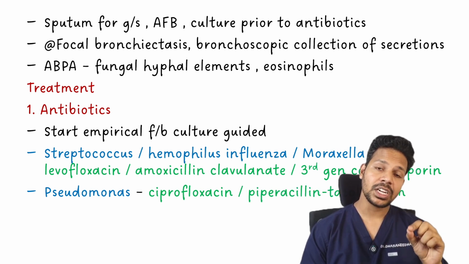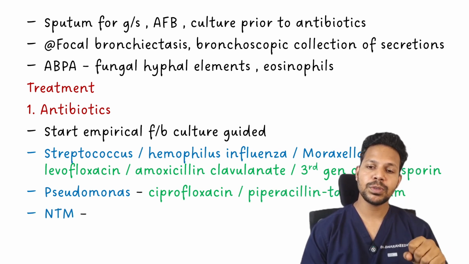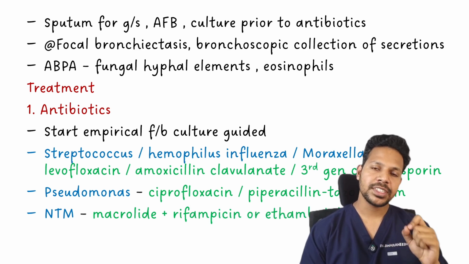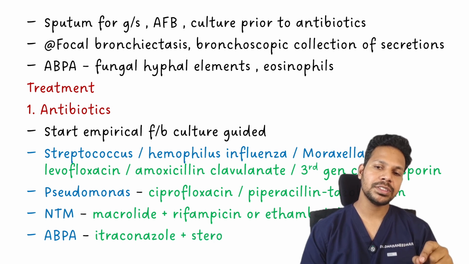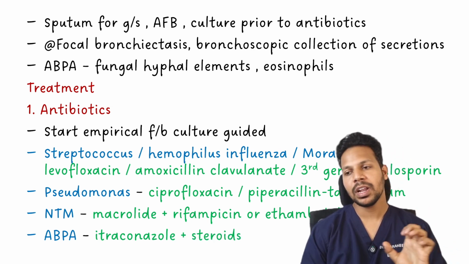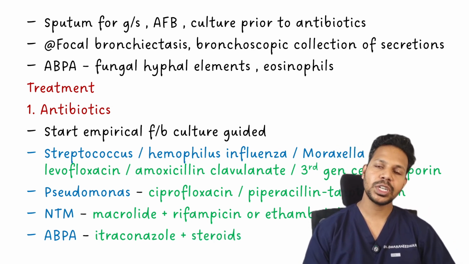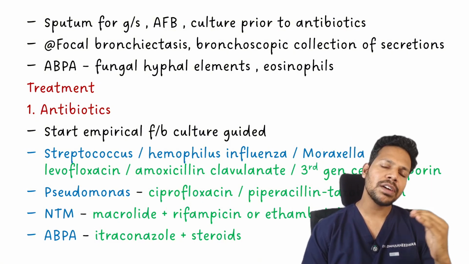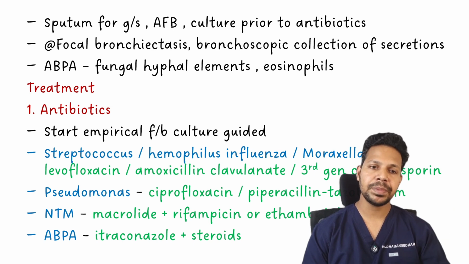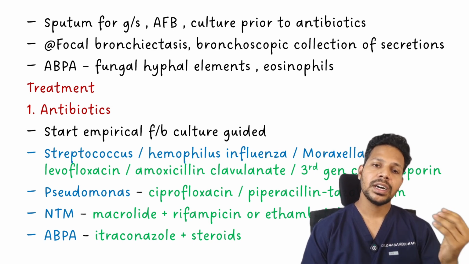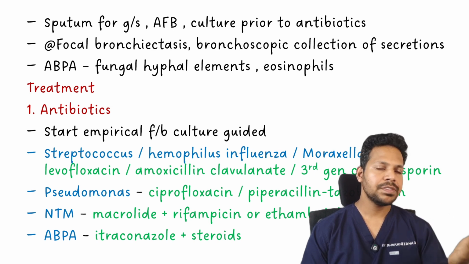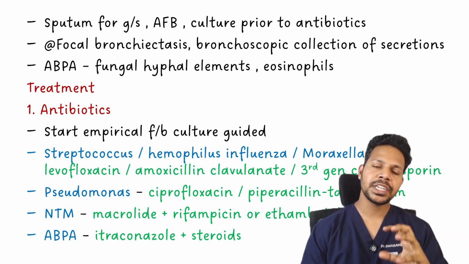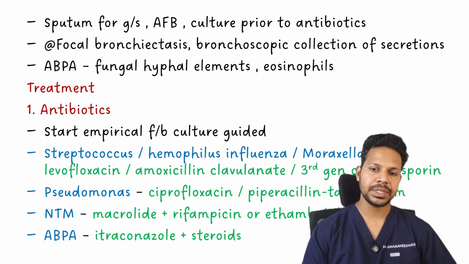If you are suspecting non-tuberculous mycobacteria, the regimen would be macrolide plus rifampicin or ethambutol. And if you are suspecting allergic bronchopulmonary aspergillosis, then the treatment regimen would be itraconazole and steroids. So depending upon the organism, we can adjust the treatment regimen. Even though you have started the patient on empirical antibiotic therapy, we have already sent for gram stain and culture sensitivity. After 48 hours, you will get the culture sensitivity report, and depending upon it, you can change the antibiotic regimen as well.